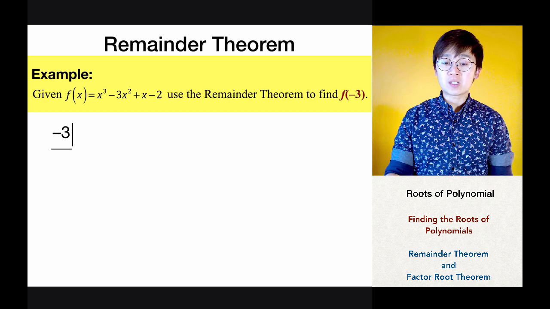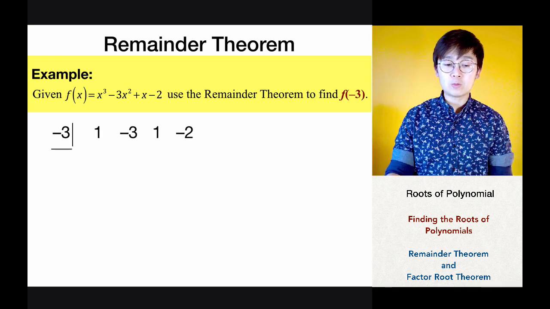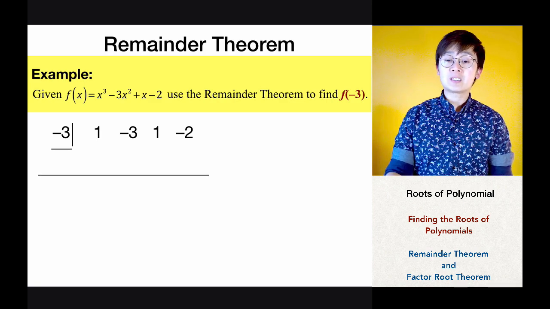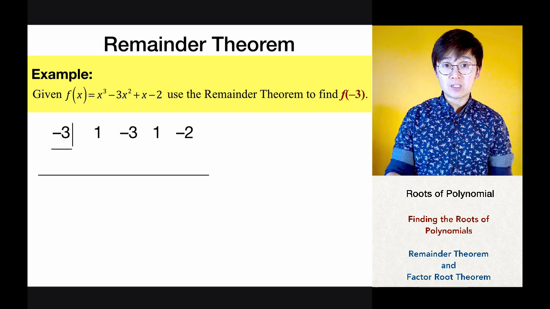If our function is evaluated at x equal to negative 3, we will use negative 3 as our divisor, and the coefficients of our polynomial, which are 1, negative 3, 1, and negative 2, are the coefficients that we are going to use for our synthetic division. From our previous lesson, you've learned how to use synthetic division already.